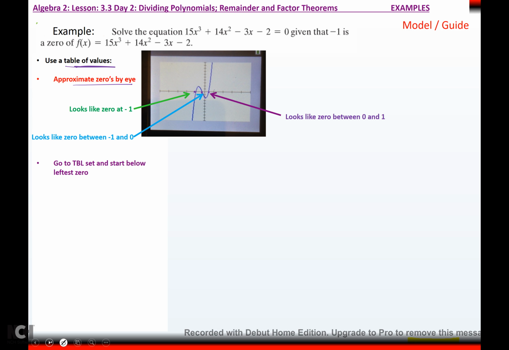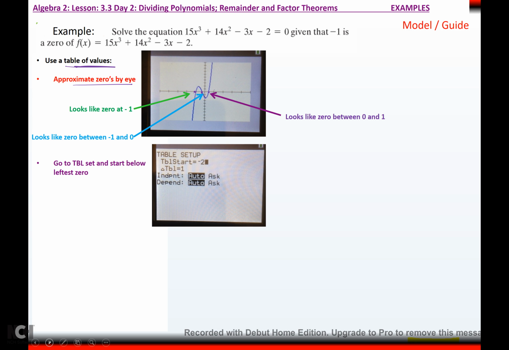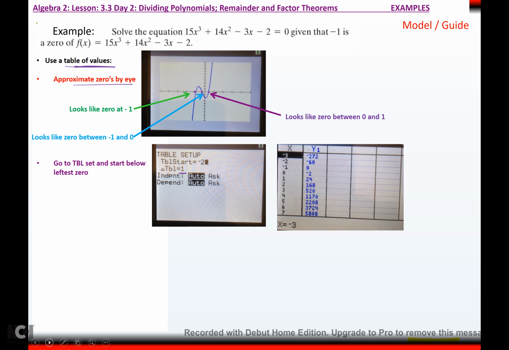Well, let's go to table and see what we can see. So I'm going to go to table set, and I'm going to set it at -2. Table set is above the window key. So if you hit second window, it'll take you to setup. And I started at -2, and I'm counting by ones. Okay, so then if I look at my table of values, go back to hit second graph, you can see your values. What you're looking for, obviously, if you've got a great table, is you are looking for zeros in the Y column. Okay? When you have zeros in the Y column, you have found zeros.